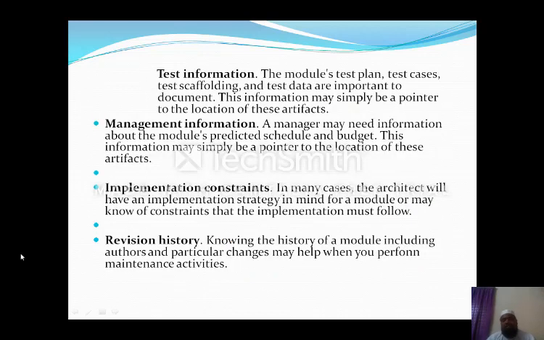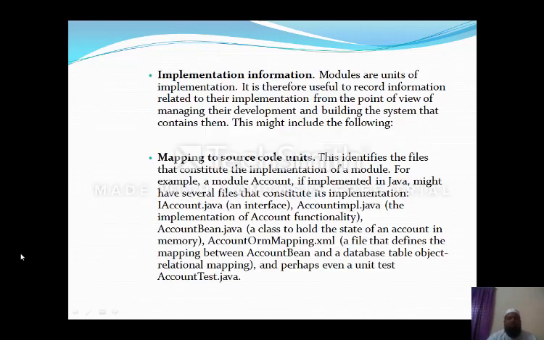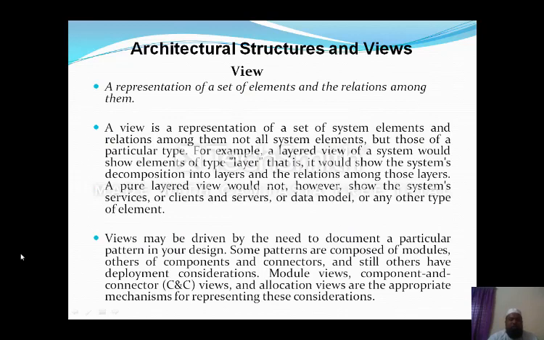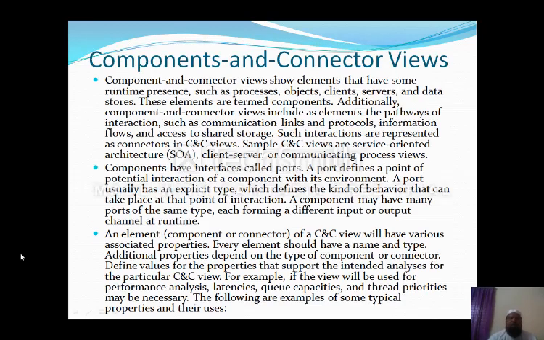Now, implementation constraints. In many cases, the architect will have an implementation strategy in mind for a module, or may know the constraints that the implementation must follow. And you need to have the revision history, knowing the history of a module, including the author's information and what changes happened at what time. So these are the things that give a clear picture of the module views. Then we move on to one more view known as the components and connector views. Till now we have seen the module views, which include the artifacts, and now we are going to discuss the components and connector views.